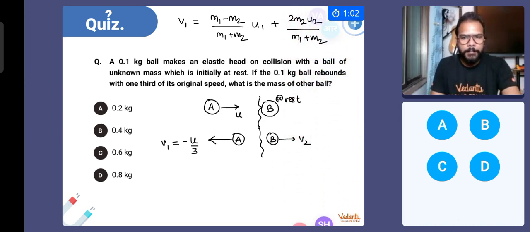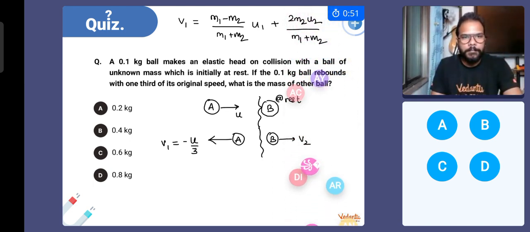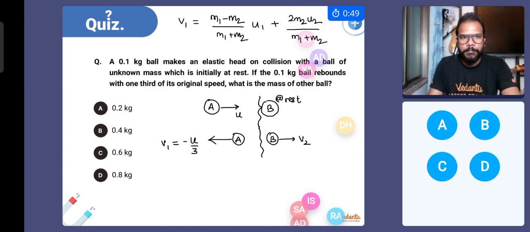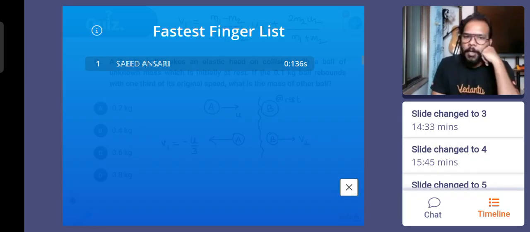It's around 30 seconds remaining. Last 5 seconds, everyone. Okay, and the time is up.